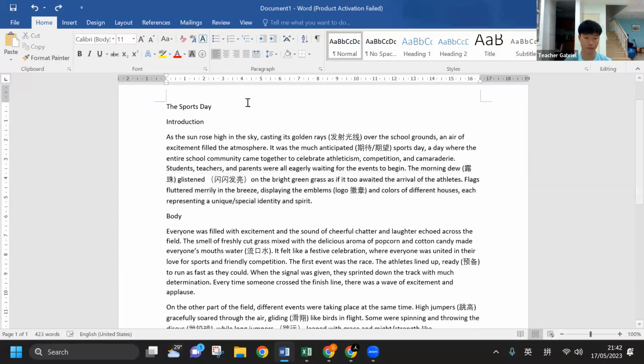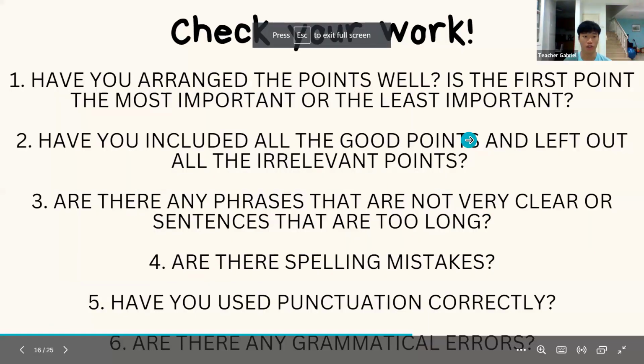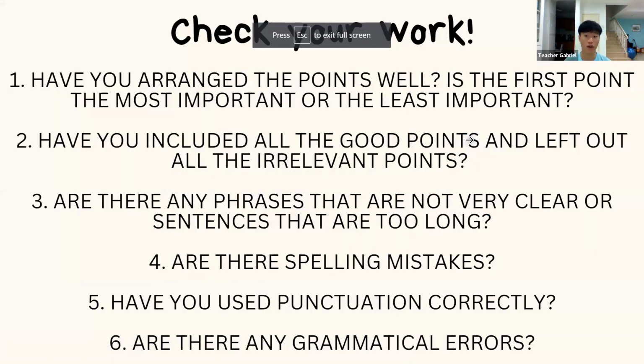Okay, so yeah, just take note of your word limit as well. See, I wrote quite a lot of words, because it's a 2 hours class, I just want to make sure I use up the 2 hours as well. Yeah, so are there sentences that are too long?